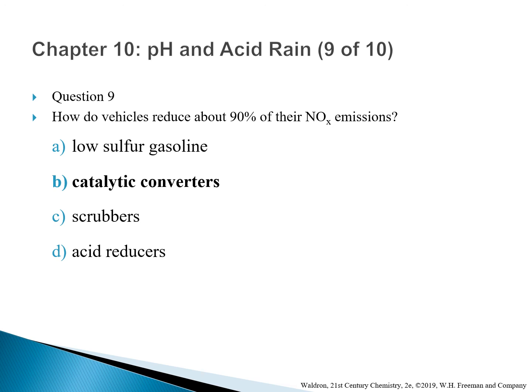Catalytic converters. Catalytic converters are part of the exhaust system in cars. Unburned hydrocarbons, nitrogen oxides, and carbon monoxide are all converted to less harmful gases when they flow through a catalytic converter, which contains metal catalysts. Carbon dioxide, nitrogen molecules, and water are released at the other end of the converter.